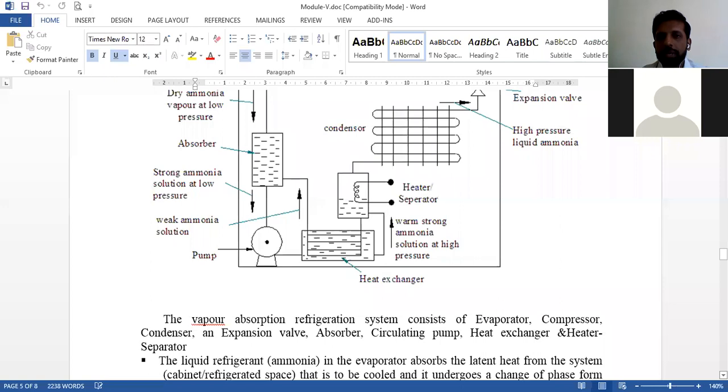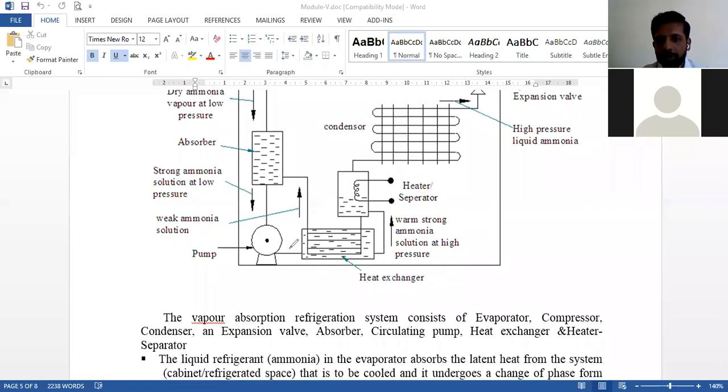Now the strong ammonia solution is going to exchange heat with this fluid flowing inside these tubes. We'll come to these tubes later on. Again, it is only meant for heat exchange to take place. So now this warm, strong ammonia solution is going to come out of this heat exchanger, and it is going to go to the next stage, which is nothing but the heater, or separator.